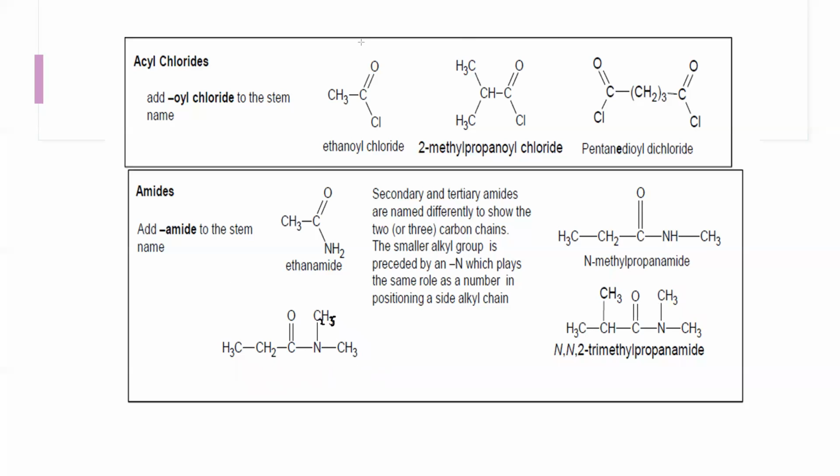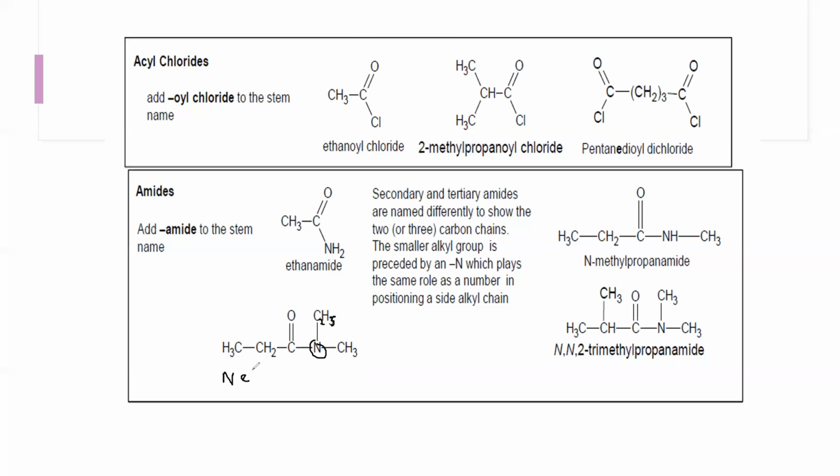Now what happened? The name will change. How will the name change? The group attached to the nitrogen is a branch. So N-methyl group is also a branch, and ethyl is also a branch. So which one should we name first? We name according to alphabetical order.